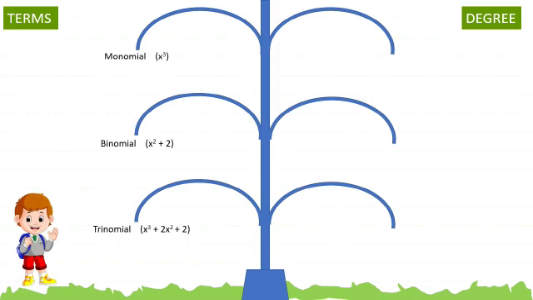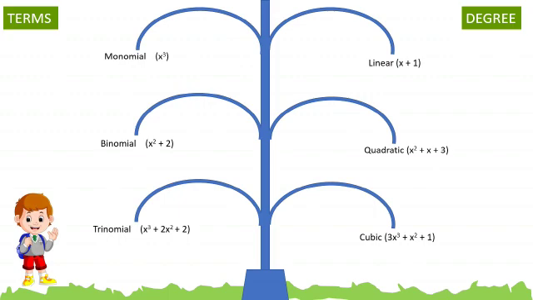Now let's classify on the basis of degree. If the degree is 1, or the highest power is 1, then it is known as a linear polynomial. If the polynomial has degree 2, it is known as a quadratic polynomial. For example, x square plus x plus 3: here the highest power is 2, so the degree is 2, and it is a quadratic polynomial.